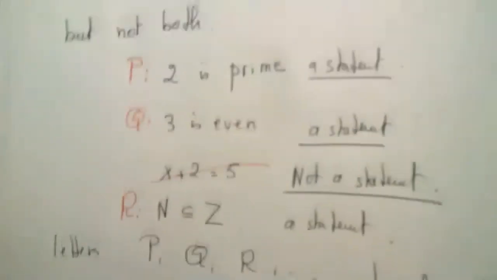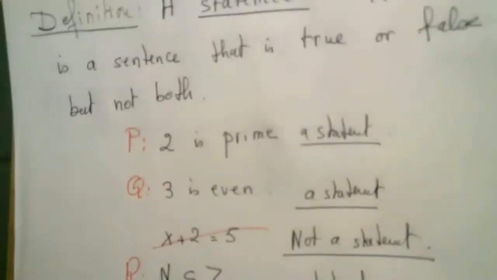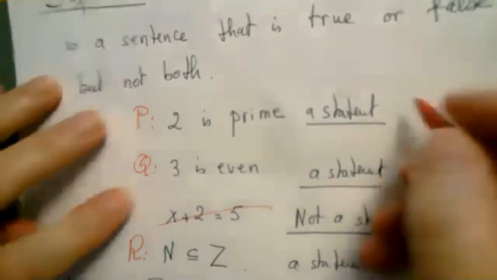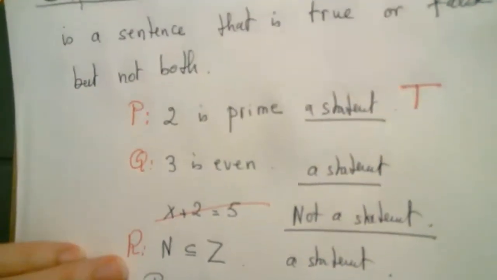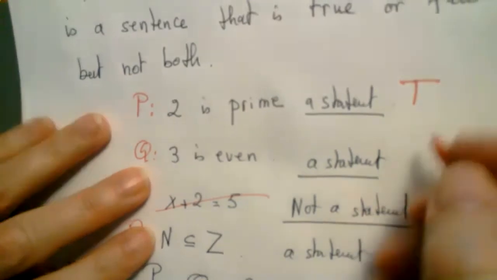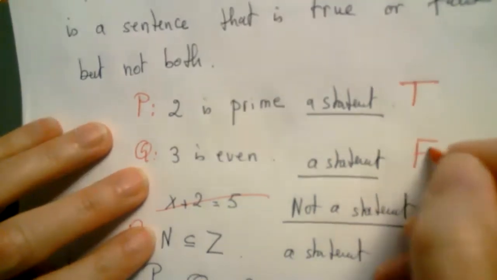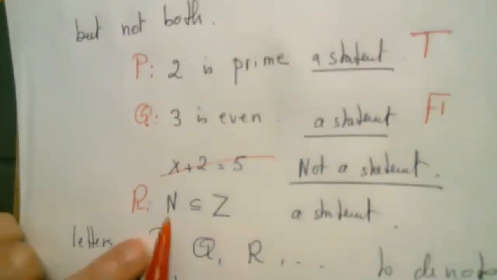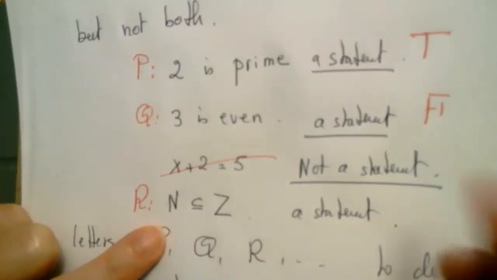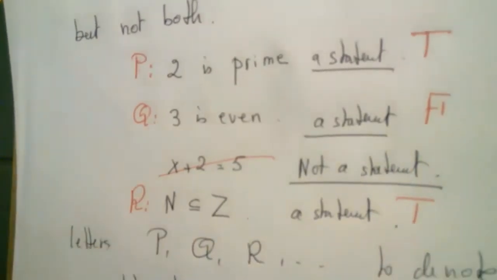So with this in mind, we go back to our statements. This one, 2 is prime, takes the value true. 3 is even is a statement whose value is F. And N is a subset of Z is a statement whose value is true. So a statement, by our definition, has two possible values, a true or a false value.